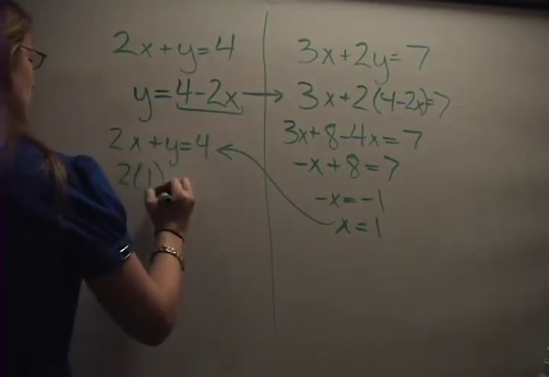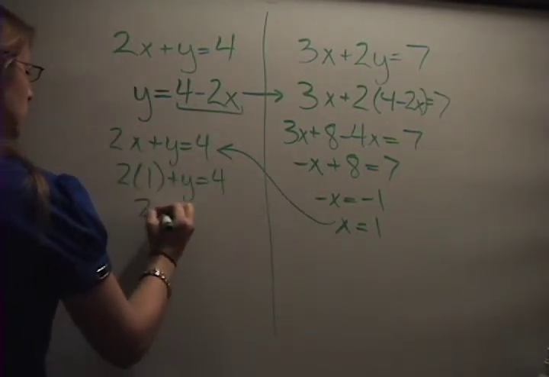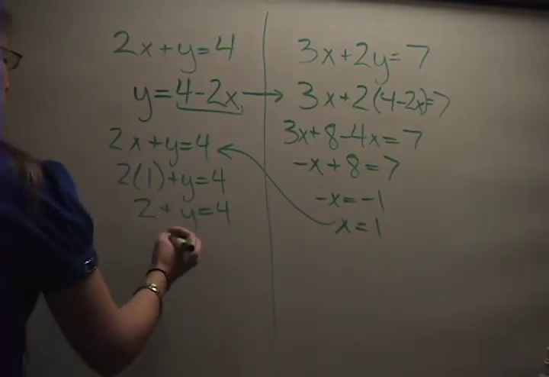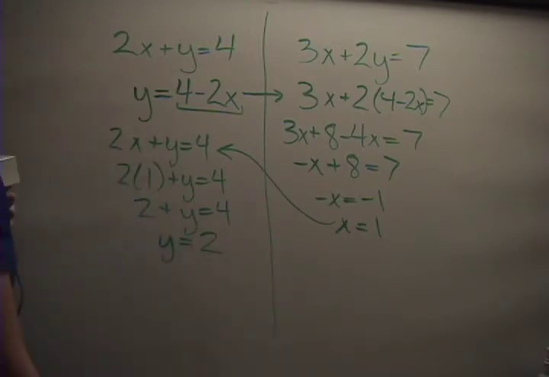2 times 1 plus y equals 4. We get 2 plus y equals 4. Now subtract 2 from each side, and we get y equals 2. The same answer Lloyd got the first time.